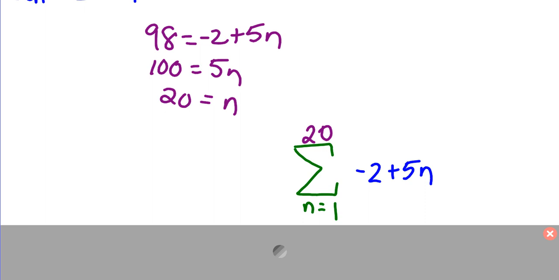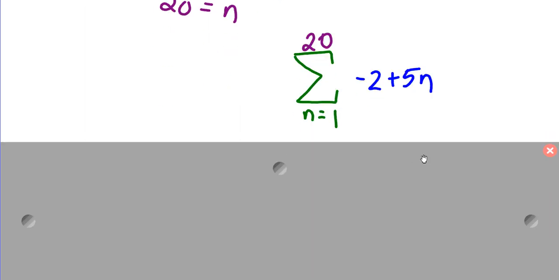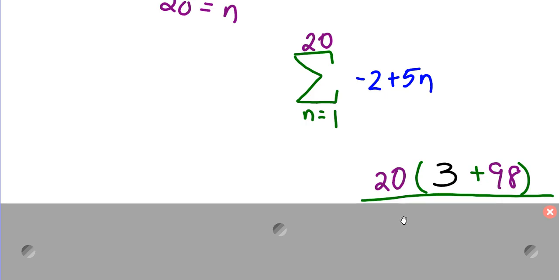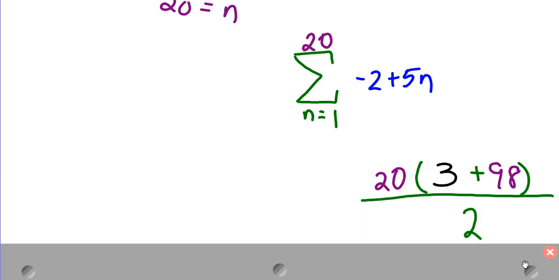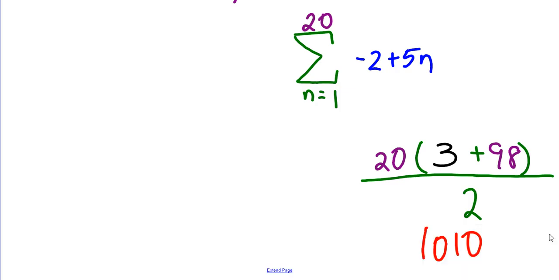At this point, I can finish my summation notation, right? I'm starting with term 1, going to term 20, summing those values that come from this pattern. So 20 terms times the first plus the last divided by 2 will give me my total, and that ends up being 1010.